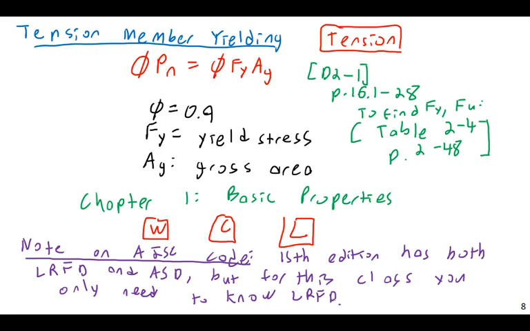Okay, so next, I want to work through an example of this. Wait, are we there yet? Yes, I want to work through a quick example of this. Let's look at this. Okay, I want to work through an example of how we would check a member for yielding.